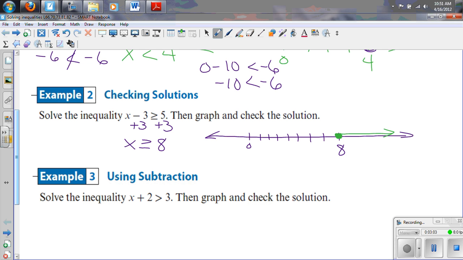Okay, so again, let's check our solution, starting by checking the endpoint. If we put 8 minus 3, is that greater than or equal to 5? Well, that's 5 is greater than or equal to 5, and 5 is equal to 5, so we know that is true. Then let's check a number greater than 8. So let's try 10. If we put 10 in here, 10 minus 3 should be greater than or equal to 5. And 10 minus 3 is 7, and 7 is greater than or equal to 5. So that's true. So we know we've filled in the dot and gone the right direction.